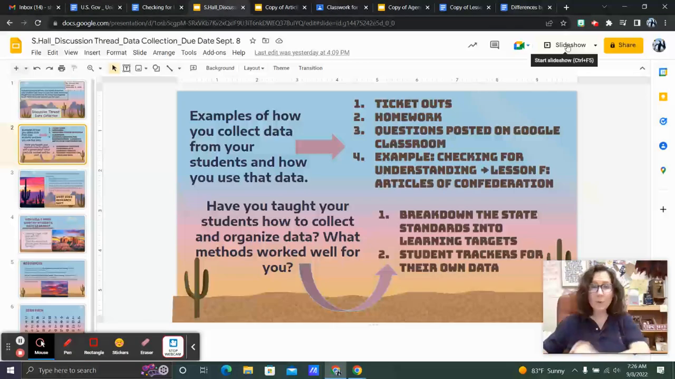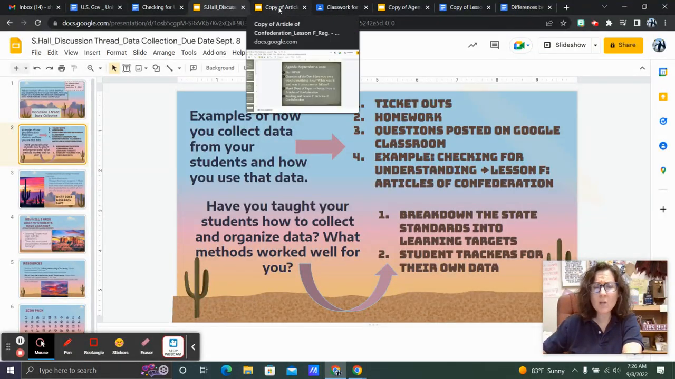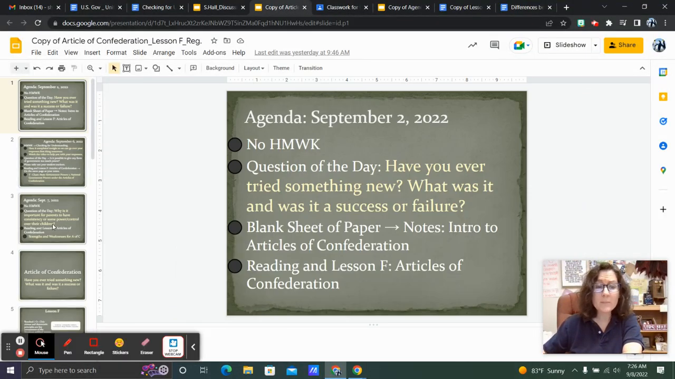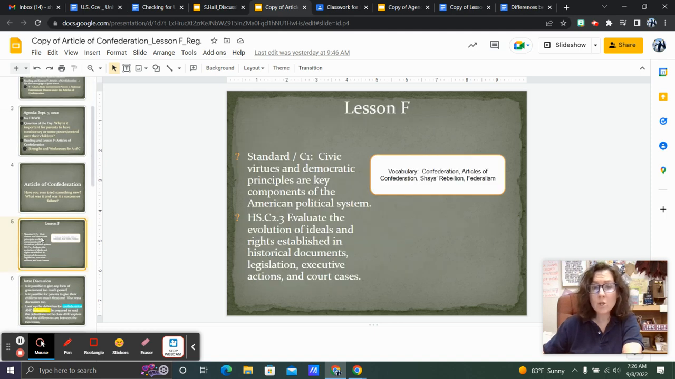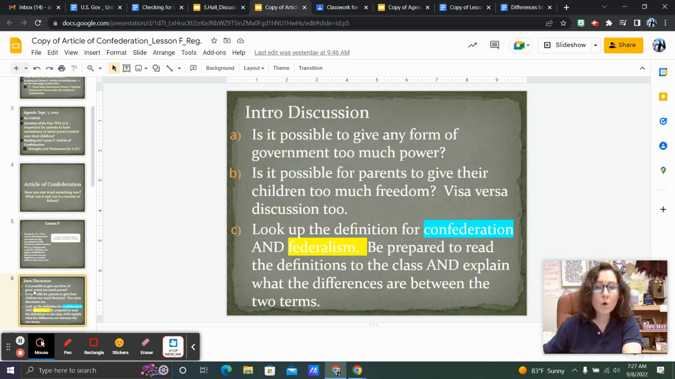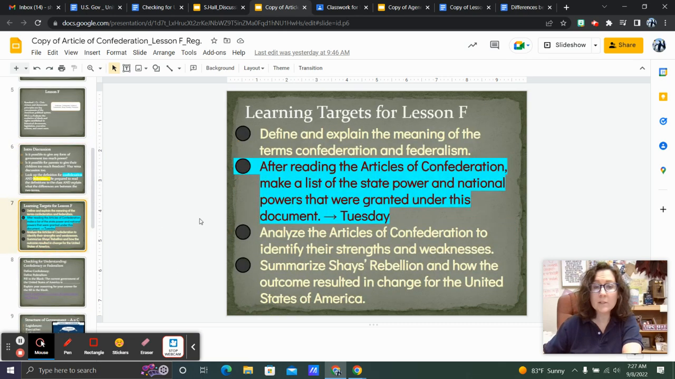So, for example, the lesson I taught the other day is about the Articles of Confederation. So if we look at the state standard of evaluate the evolution of ideals and rights established in historical documents, students are going to be like, I don't know what that means. So I broke it down into different learning targets.